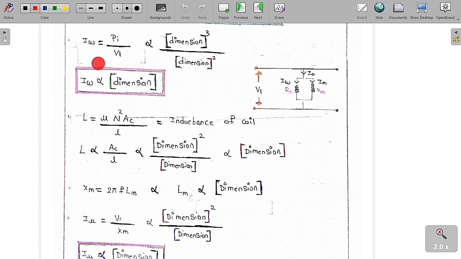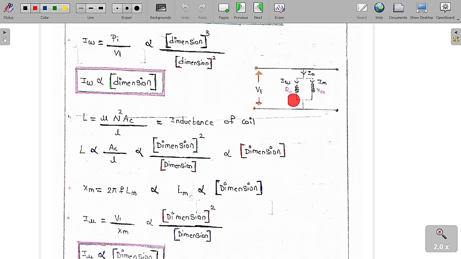Now let me discuss the core loss component current, or simply we can call it the winding current, or the core loss component of the current. So IW or IC, you can write anything. The core loss component is equal to P1 by V1, because power loss is nothing but power loss by V1. Therefore IW is equal to P1 by V1, because core loss happens only in the R naught.